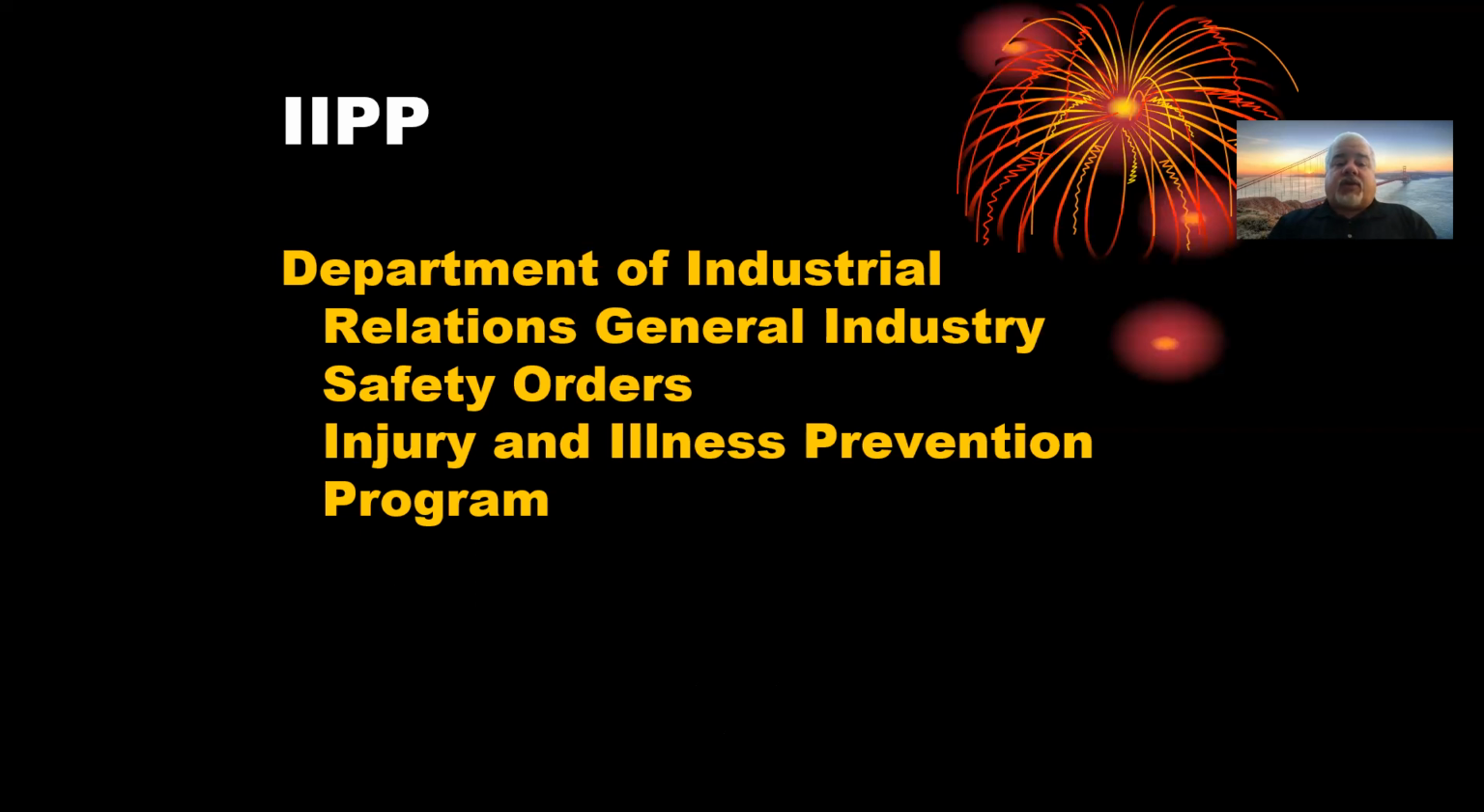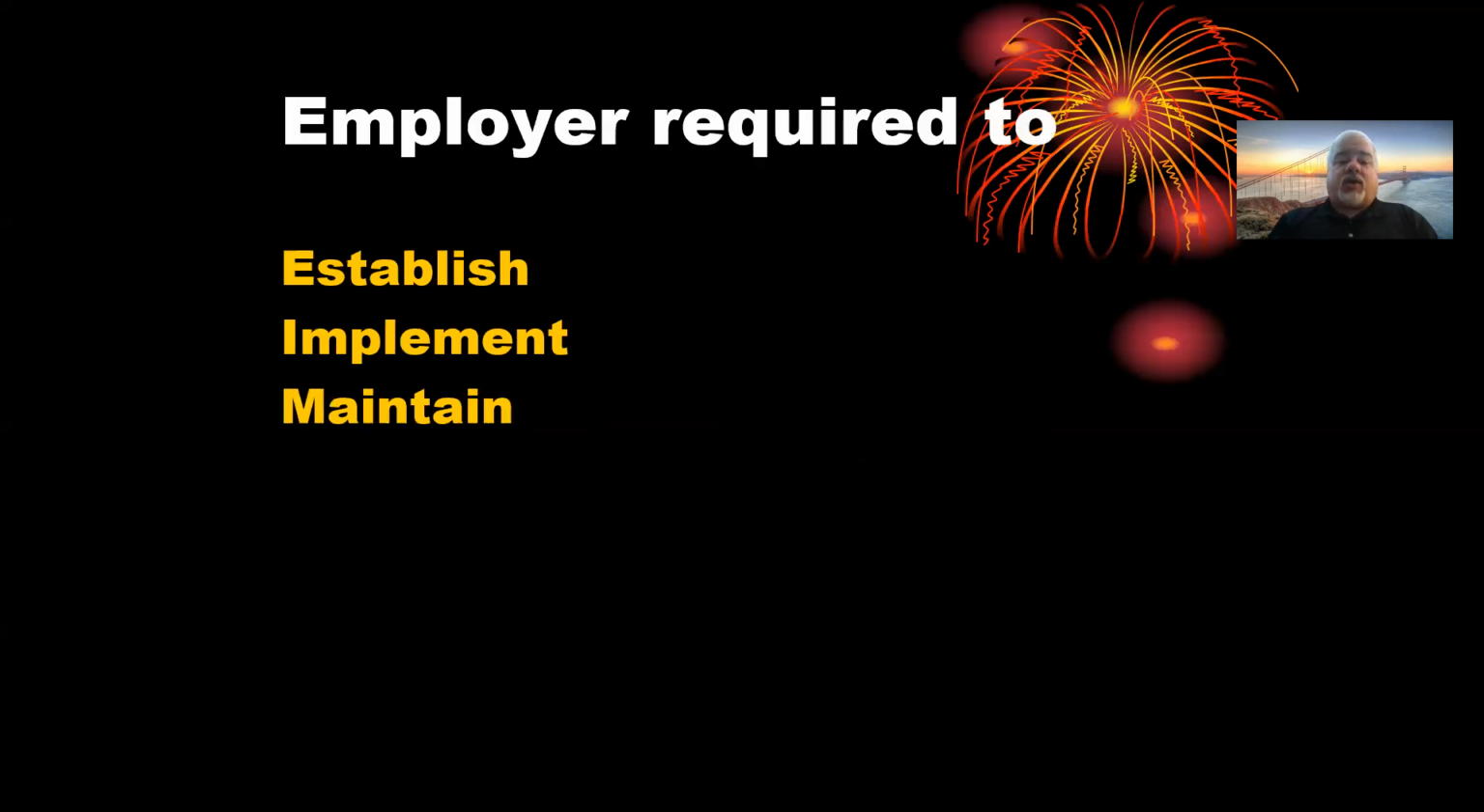And so this is at the federal level, the Department of Industrial Relations, and everybody has to have some sort of an injury and illness prevention program in place that's specific to your company. And like I said, you can create your own document using templates that are already there. So it doesn't have to be a monumental task, but employers must establish a plan. Then you have to implement it.